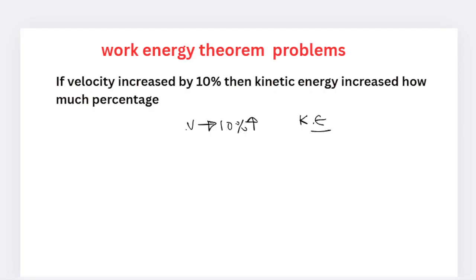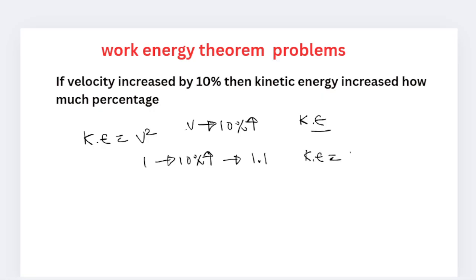The relation between kinetic energy and velocity: kinetic energy is proportional to v squared. Assume the initial kinetic energy is 1. If I increase the velocity by 10 percent, it becomes 1.1. If I want to find the kinetic energy, I square the velocity, so 1.1 squared.